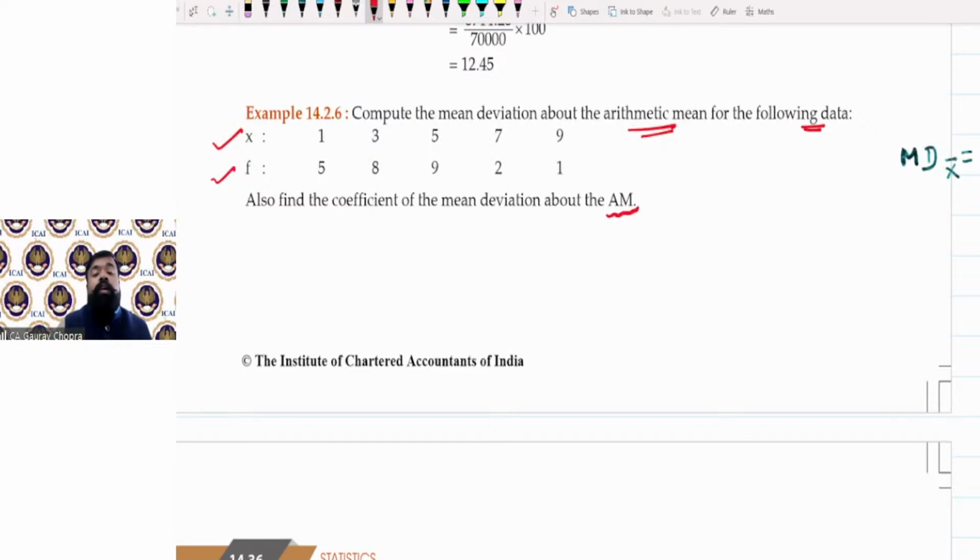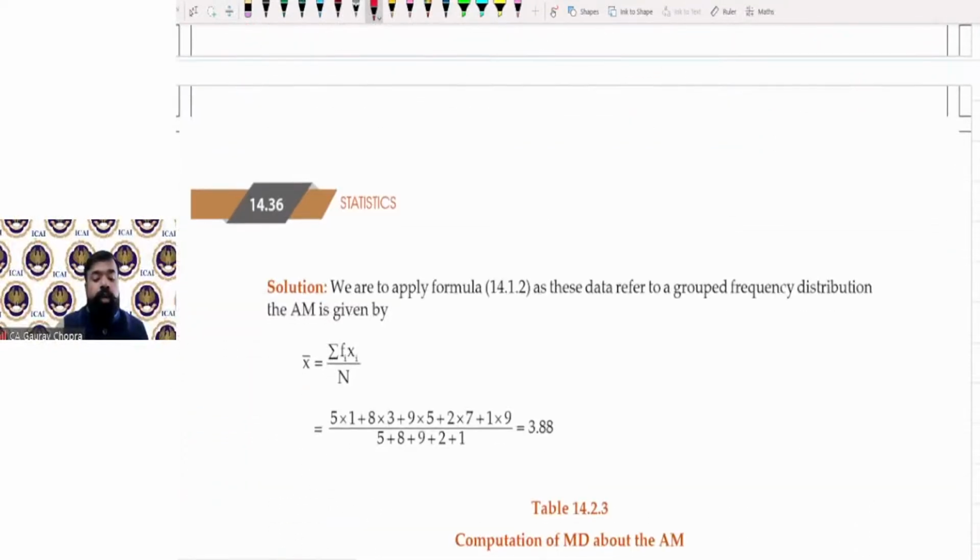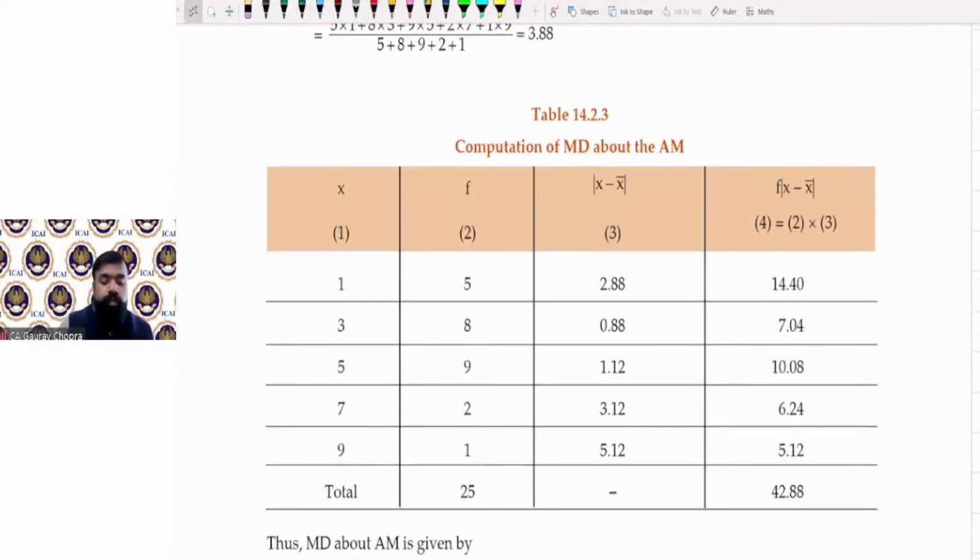Now the first step, we have to be very careful while calculating arithmetic mean, because the formula for arithmetic mean will be sigma fx upon sigma f. But many times, many students use sigma x upon n. Sigma x upon n is for individual series, not for discrete. You have to do sigma fx upon sigma f. So do not forget to use this formula. So you can calculate here fx. 1 into 5 will be 5, then 24, 45, 14, and then 9.